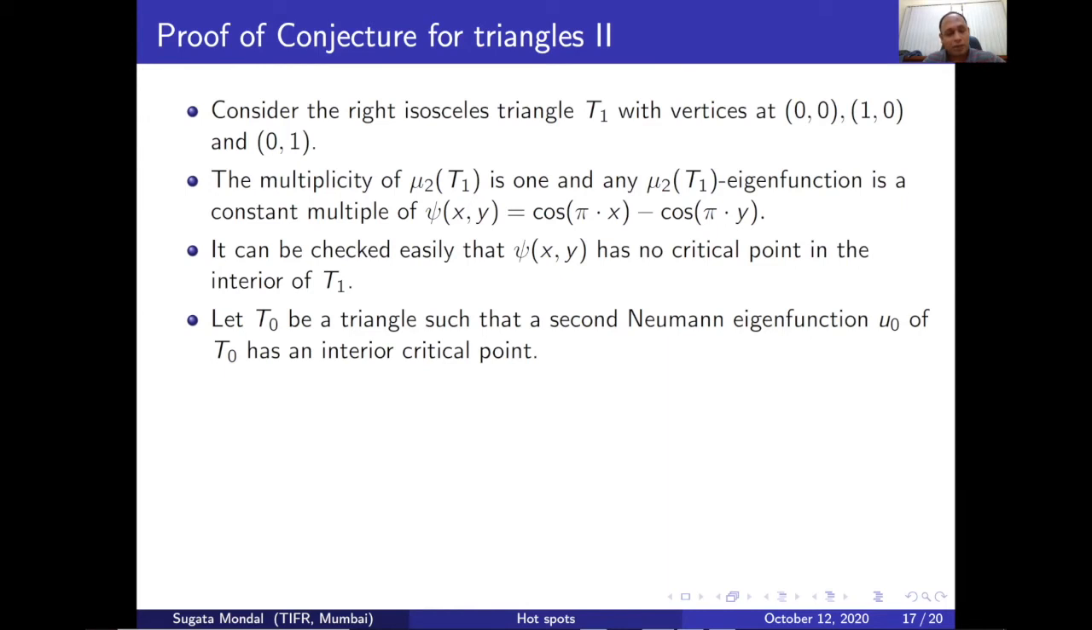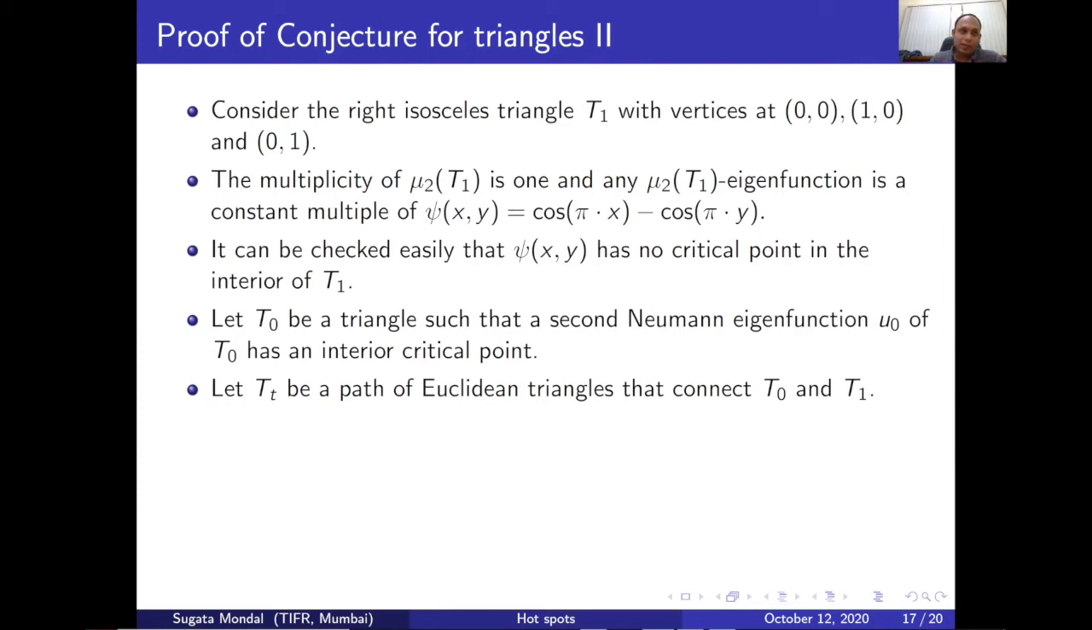So let's assume that there is a triangle T naught such that a second Neumann eigenfunction U naught of T naught has an interior critical point. Now the next thing we do is join. Again, I'm going back to the parameter space of Euclidean triangles. That's a simplex. So I can connect T naught and T1 by a nice path of Euclidean triangles in that parameter space.